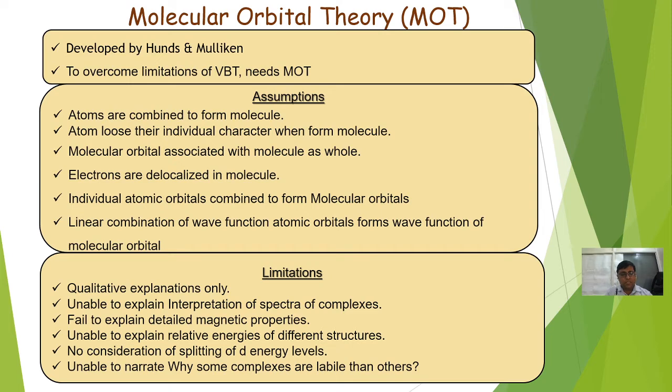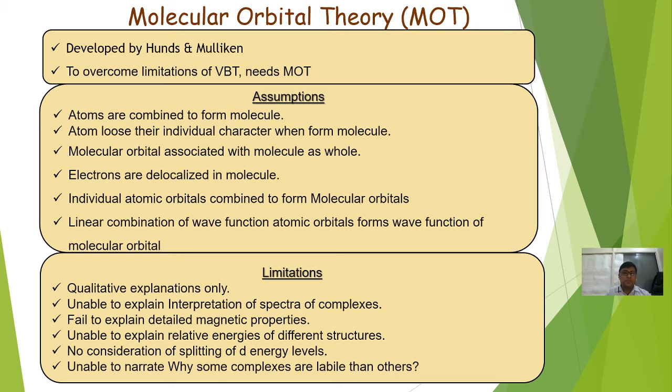Valence bond theory tells us the electrons are localized, and these localized electrons remain present with the individual atoms. But according to molecular orbital theory, electrons are delocalized, and these electrons are associated with all nuclei in the molecule. Again, the valence bond theory does not correctly explain the magnetic properties.